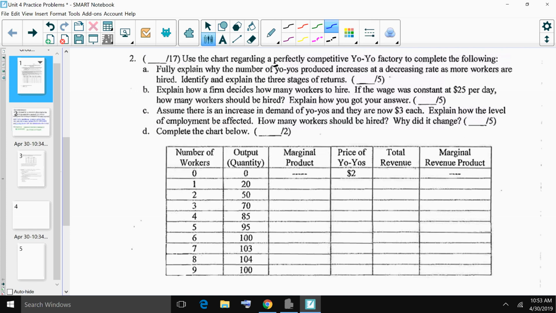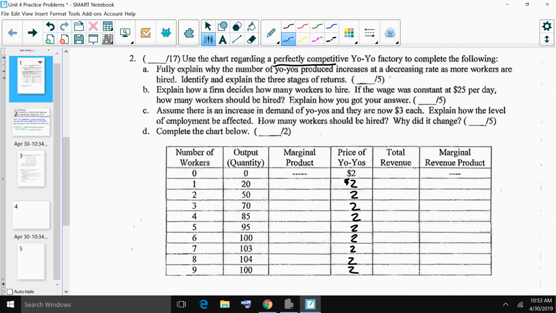It says that this is perfectly competitive. So we know that the price of yo-yos is going to be $2 all the way down, because in perfect competition, our prices don't change. Okay. The next thing I want to find out is my MPP, my marginal productivity. I'm going to see how much I gain with each additional worker.